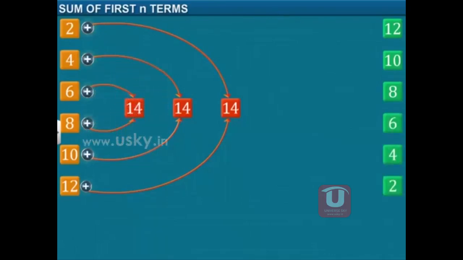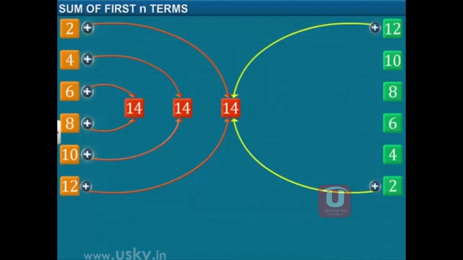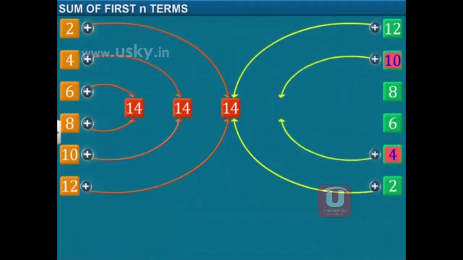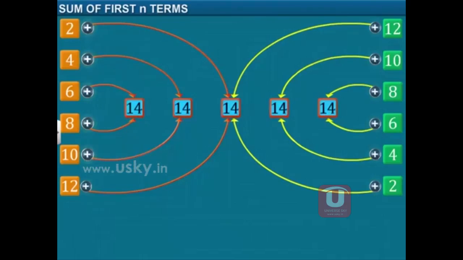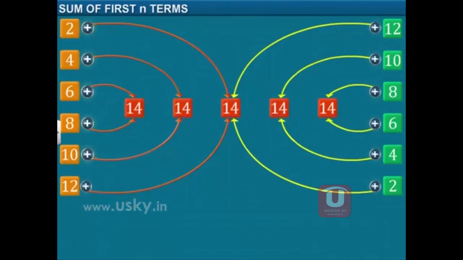The sum is 14. Similarly, if you add the second term to the 5th term and the third term to the 4th term, the sum is 14. This shows a pattern that we can use to derive a formula for the sum of n terms. Let's consider a standard arithmetic sequence where a equals first term, d equals common difference, and n equals number of terms.